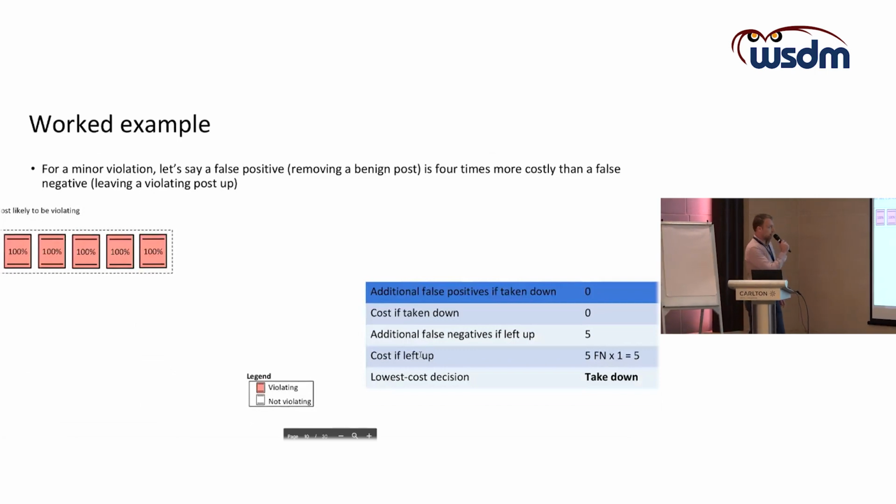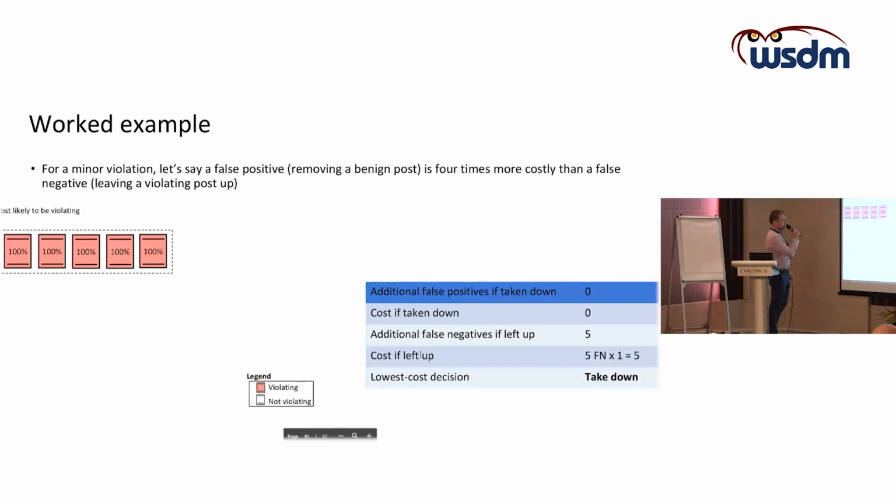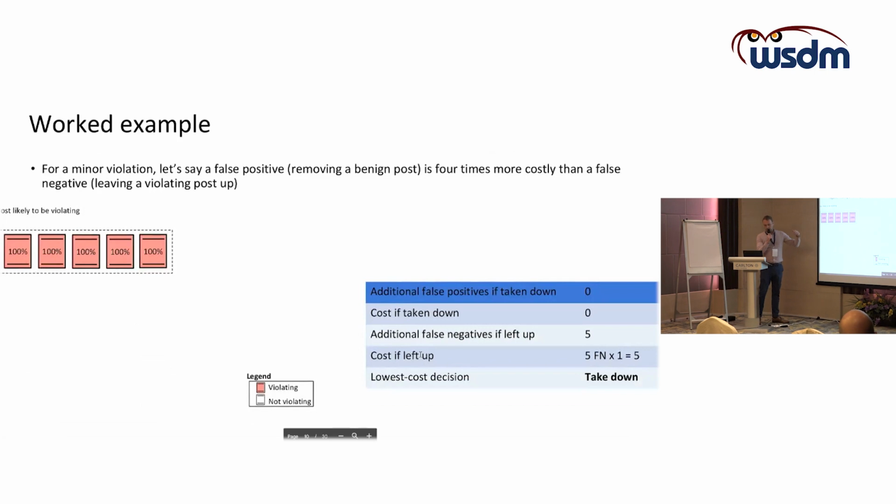Let's take these posts one at a time, starting at the top. So we think about, do we want to take down these posts that have 100% chance of being violating? Well, if we take them down, we're going to make no more false positives, because none of them are benign. However, if we leave them up, we're going to make 5 additional false negatives for a cost of 5. And so the lowest cost decision here is to take down these posts.